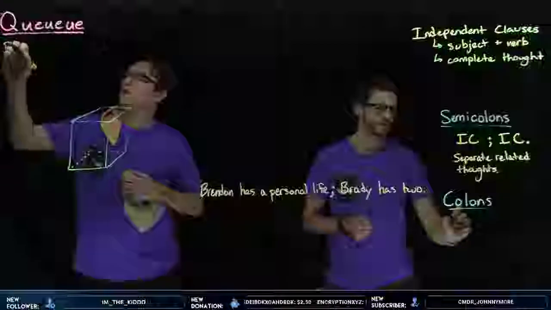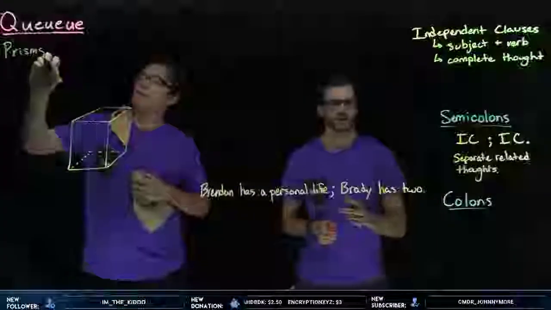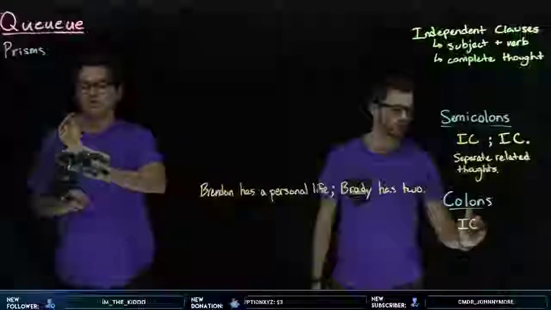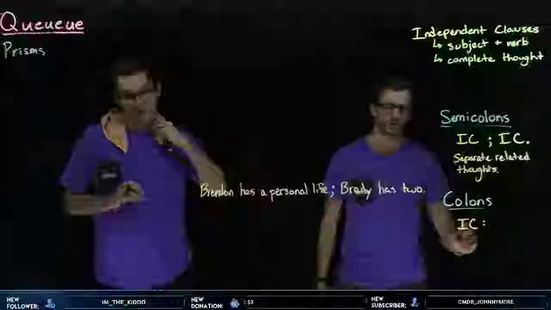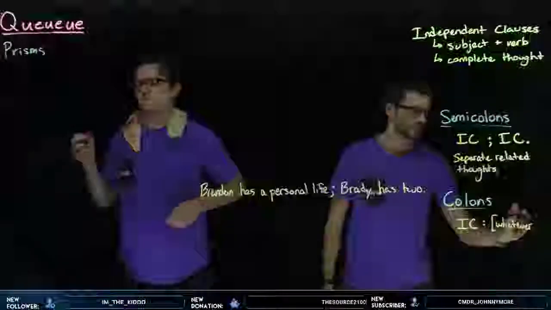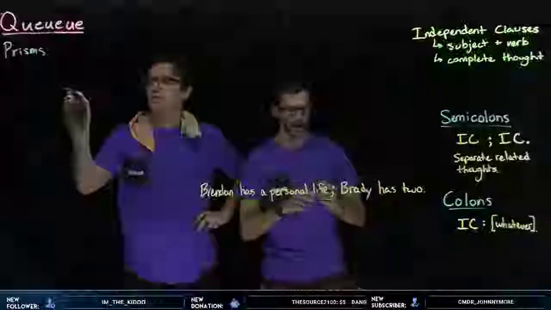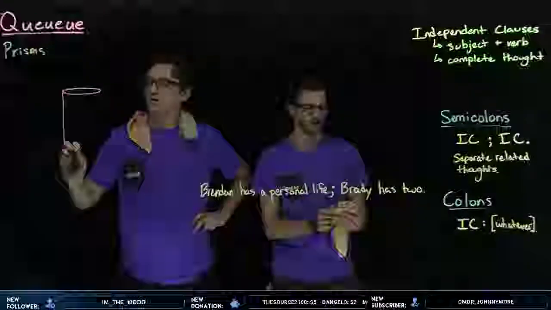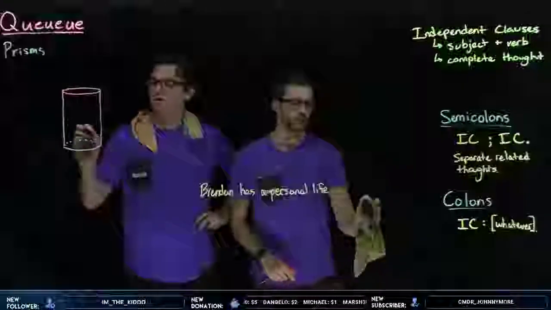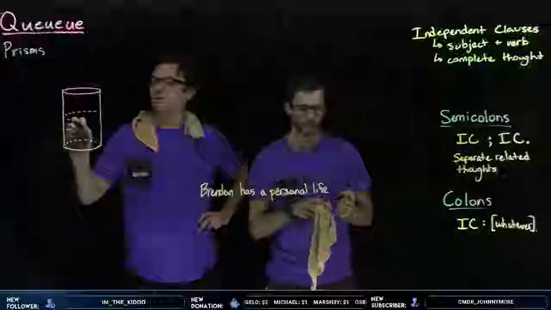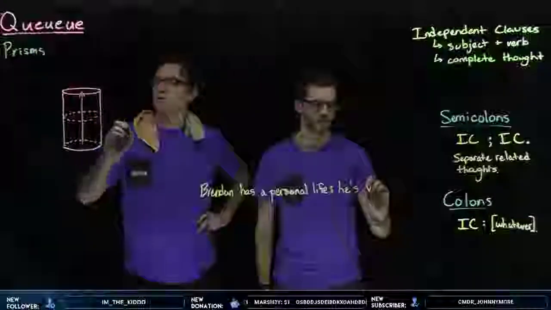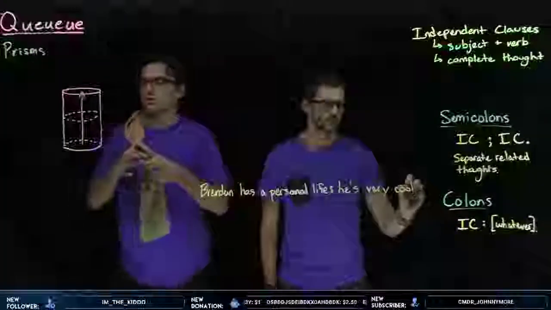Okay, colons are like semicolons. They're a little bit harder. Not really that much. They just can have more things happen. The one thing that you do need for a colon is an independent clause beforehand. And then you have your colon, and then you can do whatever you want. So that can be another independent clause. So let's say, instead of this, we will follow it up with, Brendan has a personal life, colon, he's very cool. Okay? Sure.